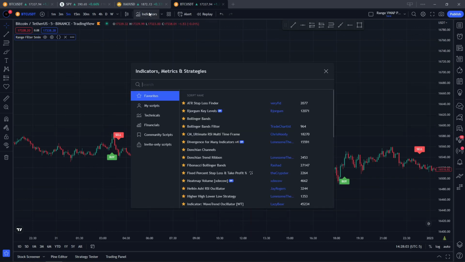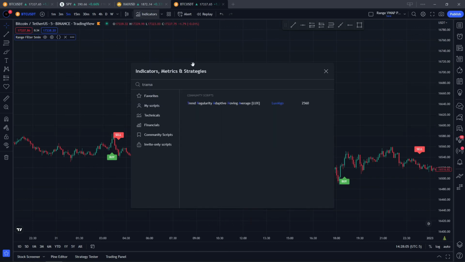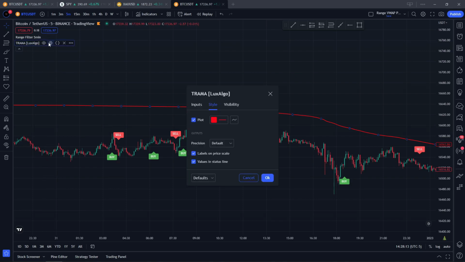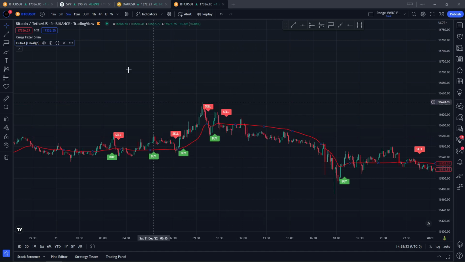Next up is the trauma, which is the trend regularity adaptive moving average by Lux Algo here. Pop this on the chart. This is going to be one of our big filters to help filter out some lesser quality moves. But we are going to change the input on this. It's currently at 99, which is really long. So we'll drop that down to 25 so it cuts it a little tighter to make sure that we have a little more signals there.